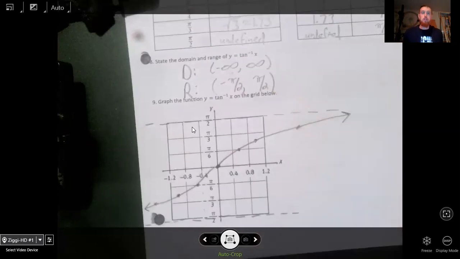So there are the inverse functions for sine, cosine, and tangent. We've got our table. We've got our domain and range. We've got our graphs sketched over the appropriate domain.